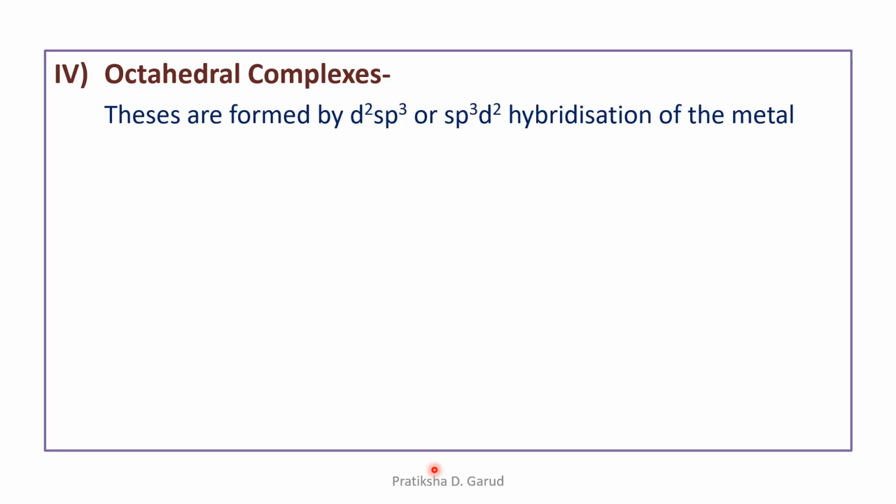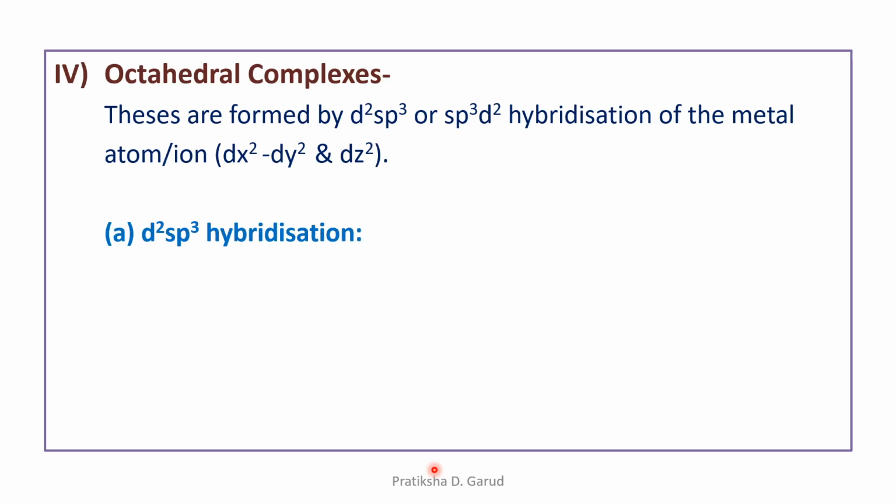So these complexes are formed by the d2sp3 or sp3d2 type of hybridization of the metal atom or ion, in which the d atomic orbitals are the dx²-y² and the dz² atomic orbitals. Now let's start with the first one, that is the d2sp3 type of hybridization. Now what is the d2sp3 type of hybridization?